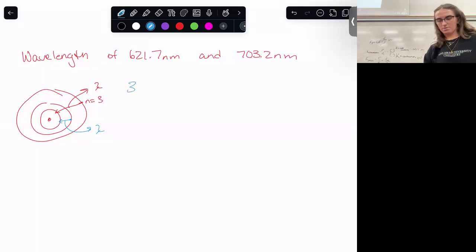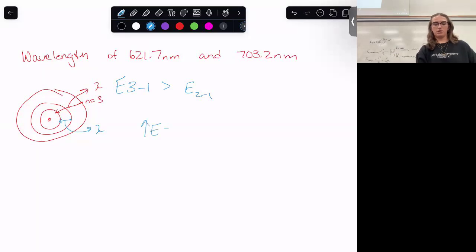3 to 1 has a greater energy. The energy of 3 to 1 is greater than the energy of 2 to 1. So there's a greater energy difference between 3 to 1 than 2 to 1. If we have a greater energy difference, does that mean we have a longer or shorter wavelength? Big energy equals what to wavelength? We have a shorter wavelength.